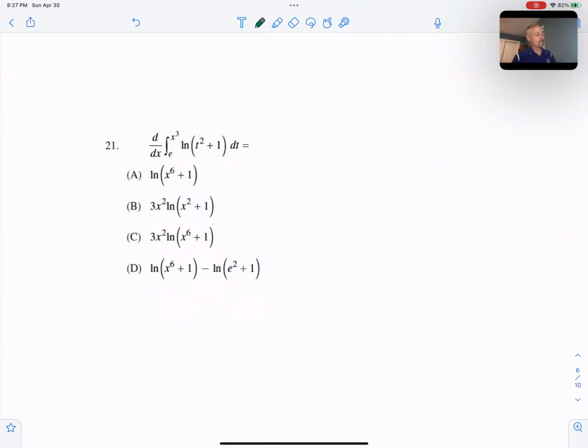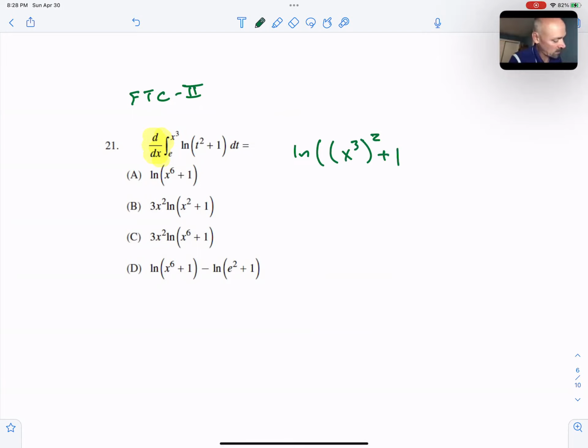Okay. This one here. So I've got d dx of the integral from e to x cubed of natural log of t squared plus 1 dt. As soon as I see d dx and the integral, I think FTC part 2. So I know what I've got to do is I've got to take that x cubed, plug it in for t in my integrand. So that's going to be x cubed squared plus 1.